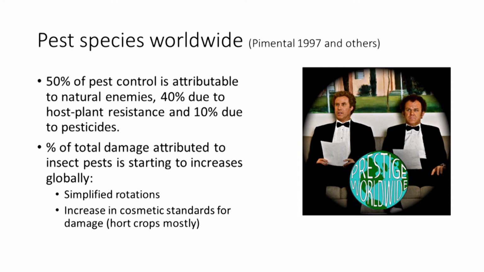Another global trend is that the percentage of total crop damage attributed to insect pests is increasing over time globally. That's due in part to more simplified rotations, which is intensifying pest damage, but also primarily because horticultural crops like your apples have increasingly higher cosmetic standards to meet to not be considered damaged. Whereas 50 years ago you could sell an apple that was damaged by a pest maybe, but it could still be sold, now that apple would be rejected due to insect damage.